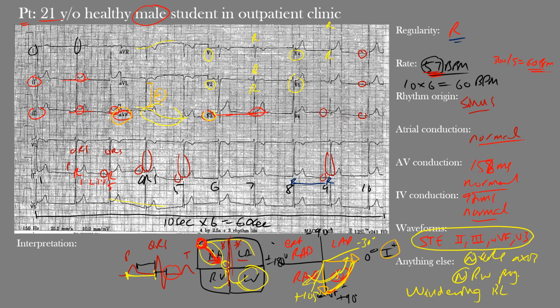So what's our final interpretation? Well, we have a regular sinus rhythm occurring at a borderline slow rate, at 57 beats per minute, with a normal intraventricular as well as atrioventricular conduction. There are no wave abnormalities other than that normal ST elevation finding in this young healthy male. So what we have here is a case of sinus bradycardia. Okay, so sinus bradycardia.